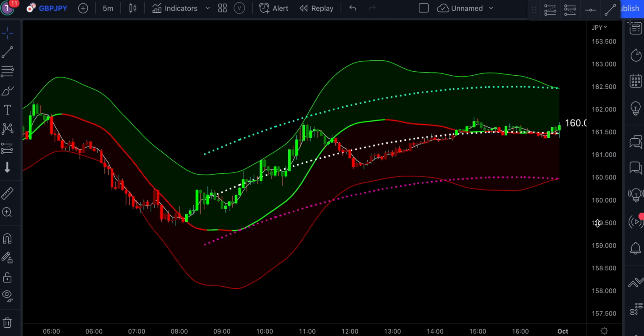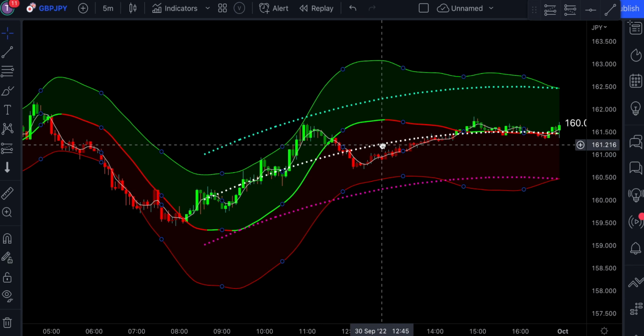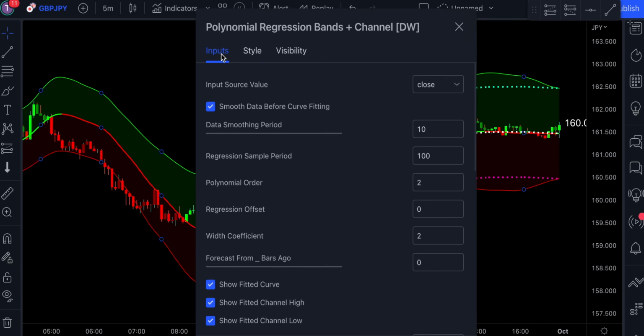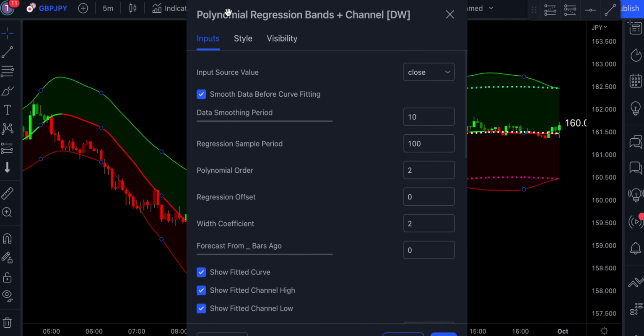There are multiple ways how you can utilize this indicator, and none of them are actually wrong. For our strategy though, we need to make some adjustments to this indicator first. So let's access its settings. And in the start section, let's get rid of the source and smooth source value. In the input section, we also need to uncheck a few options.